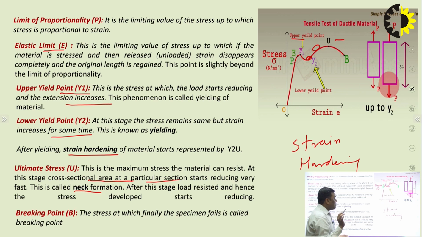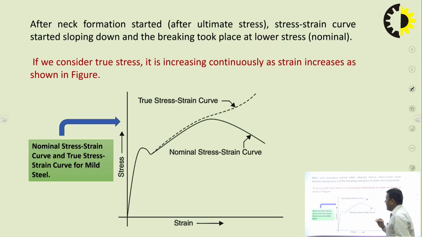We will be observing that in the next diagram. Obviously the neck formation starts from the lower yield point itself, but the main deformation we observe is beyond point U. That is the necking area. After neck formation, after ultimate stress, the stress strain curve starts sloping down. Which stress strain curve? The nominal stress strain curve.